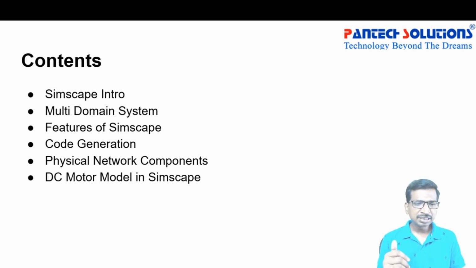And next one is the physical network components. What are all the components? How can we correlate with other domain systems, and how can we model the DC motor with Simscape? What are all the basic elements available in the MATLAB simulation? So please keep engaged with the entire video, and you will get to know about those things.